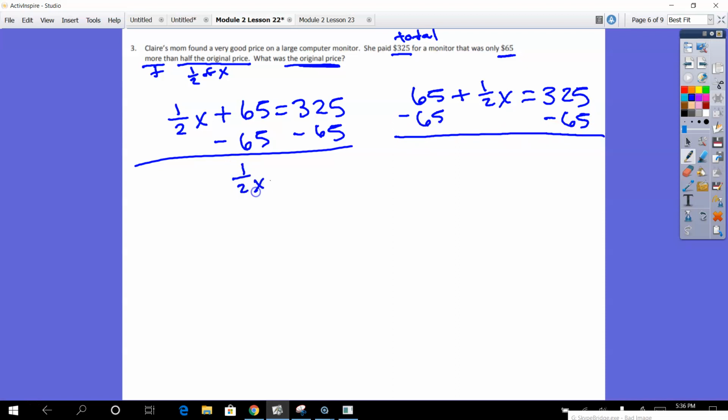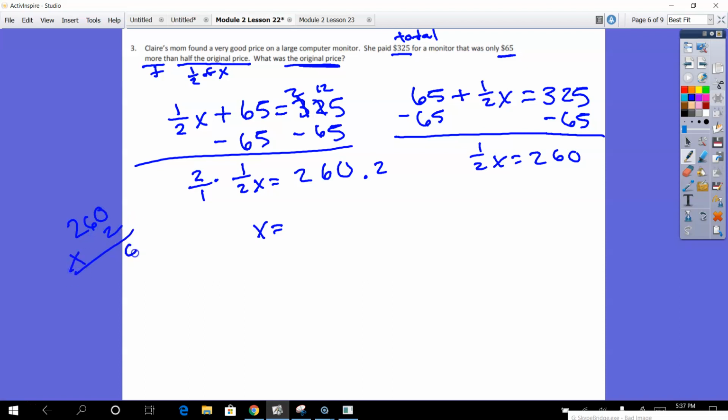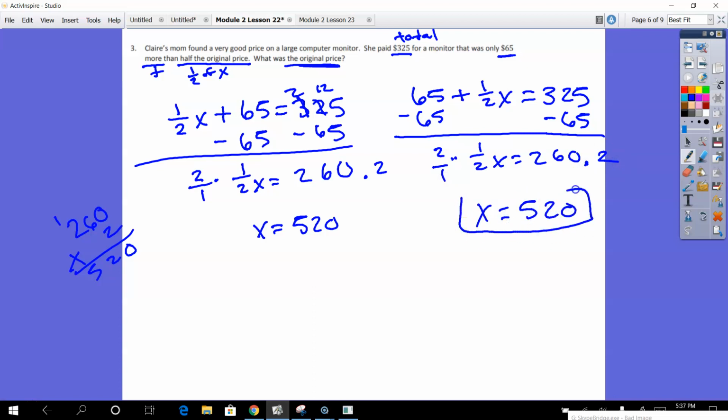That leaves me with 1/2 x is equal to 260. And same here. And then we multiply by the reciprocal. So x is equal to 260 times 2, which gives me 520. Multiply by the reciprocal. So we're multiplying by a whole number this time. x is equal to 520. That was the original price.